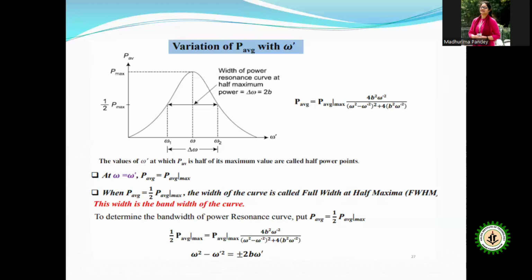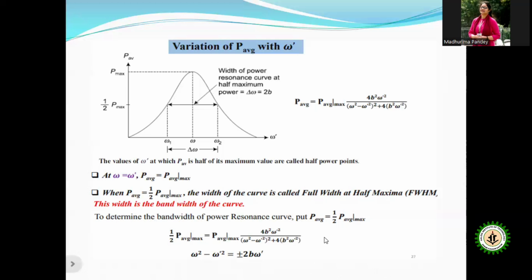Now at this point, when P average is half of its maximum value, the width of the curve, that means the distance between these two half power points, is called the full width at half maxima, or commonly known as the bandwidth of the curve. Now, to get the bandwidth of the curve and its value, we have to do some small numerical steps. First, to determine the bandwidth, we put P average equal to half of its maximum value.